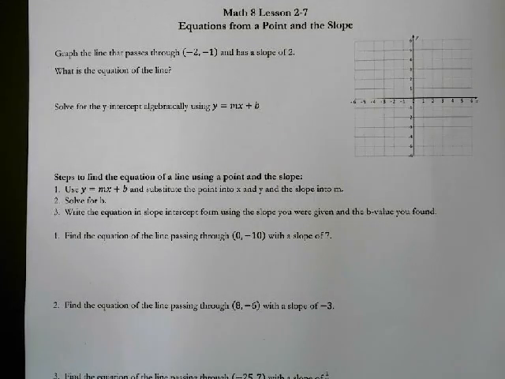Here we go. We got lesson 2-7, equations from point and the slope. In the previous lessons, we've seen that if we want to write the equation of a line, we need two things. We need the slope and we need the y-intercept. So we need m and b in the equation y equals mx plus b.